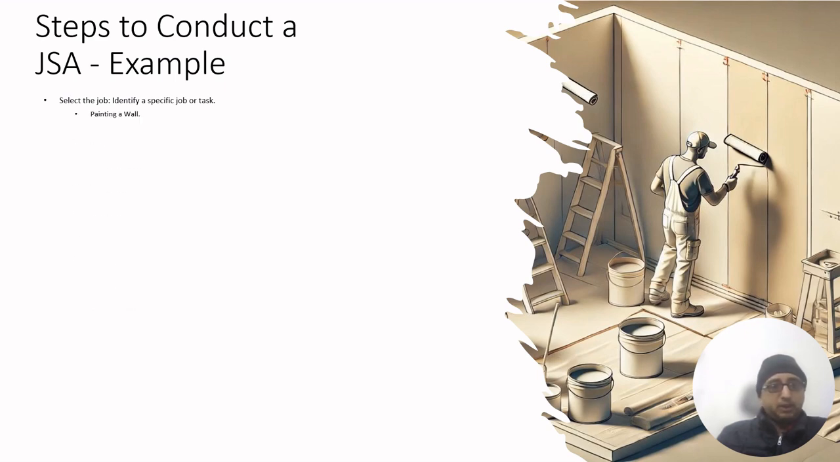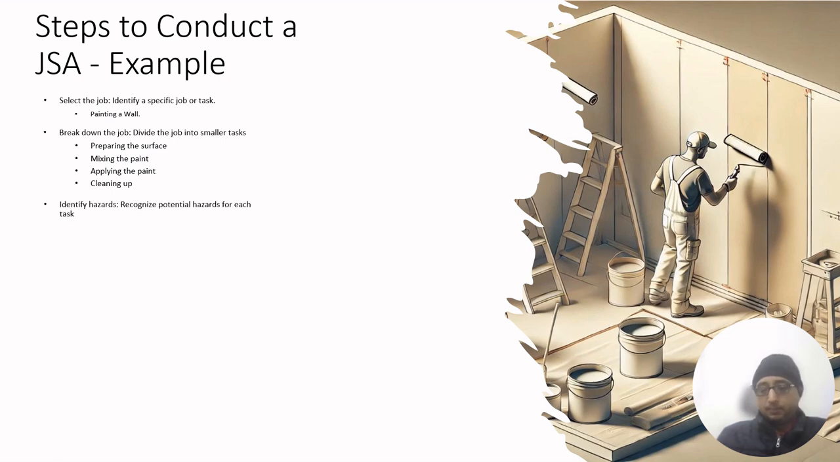Let's select the job, painting a wall. Break down the job. I have divided it into the 4 steps: preparation of the surface, mixing of the paint, application of the paint, and cleaning it. Now, we have to identify all the potential hazards associated with each of the steps.